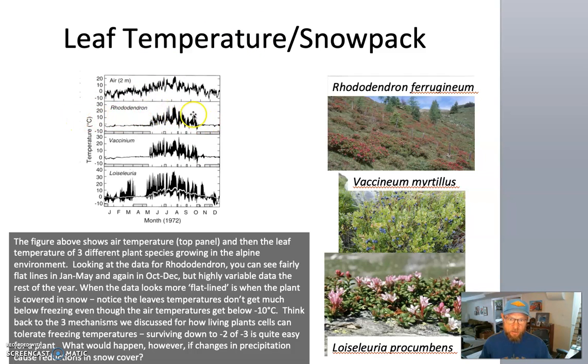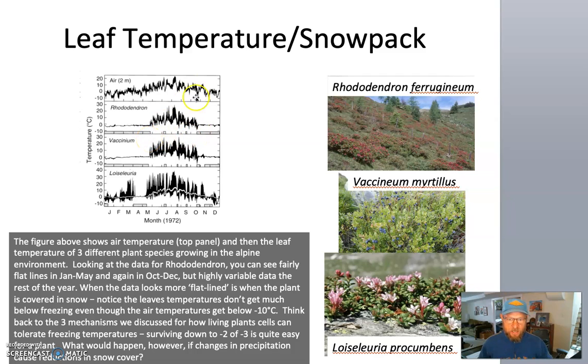And so here is the temperature. These are time series of leaf temperature of the air, which is this top panel, and then 3 different species. And so if we look at this rhododendron species, we see kind of a flatline leaf temperature throughout much of what are the winter months. And then during the growing season, we see these huge fluctuations.